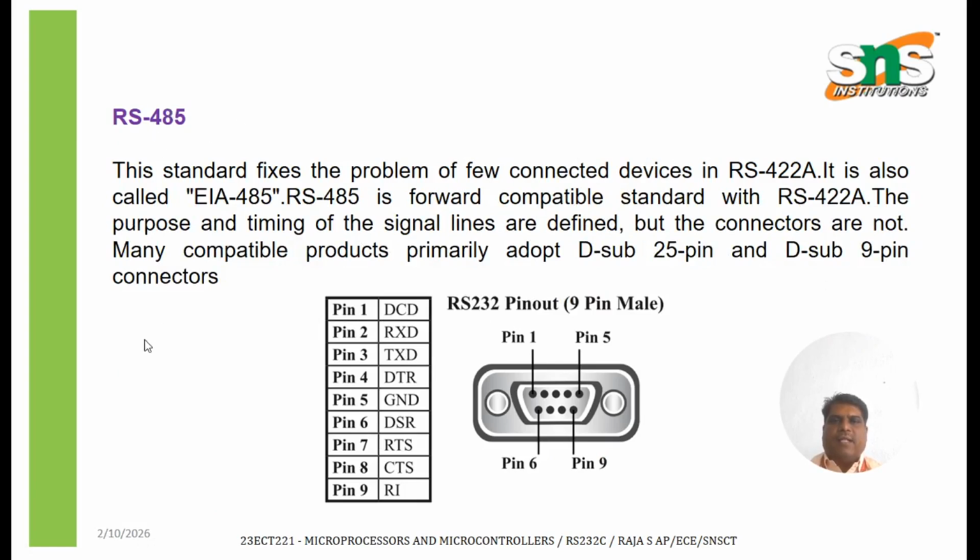Now we can see RS485. This RS485 standard fixes the problem of few connectable devices in RS422A. It is also called EIA 485. That is, RS485 is a forward-compatible standard with RS422A. The purpose and timing of the signals are well defined, but the connectors are not. Many compatible products primarily adopt D-sub 25 pin and D-sub 9 pin. This figure shows how the RS232 9-pin male looks. From pin 1 to pin 9, how these are connected is shown on the right-hand side.